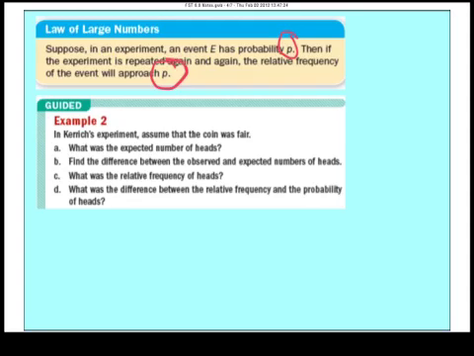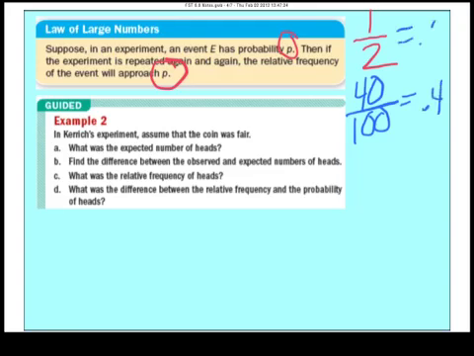Here's what that says. Again, the probability of tossing heads on a coin is 1/2. That's the theoretical probability. But they're saying if you do an experiment, let's say we toss a coin 100 times and we get heads 40 times. Well, the relative frequency is 40 out of 100, which simplifies to 0.4, versus 0.5. So the actual outcome, or the relative frequency, is not quite at the theoretical level.